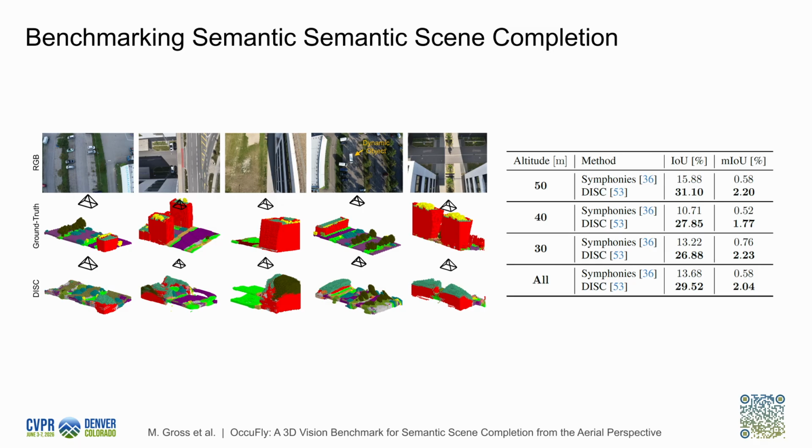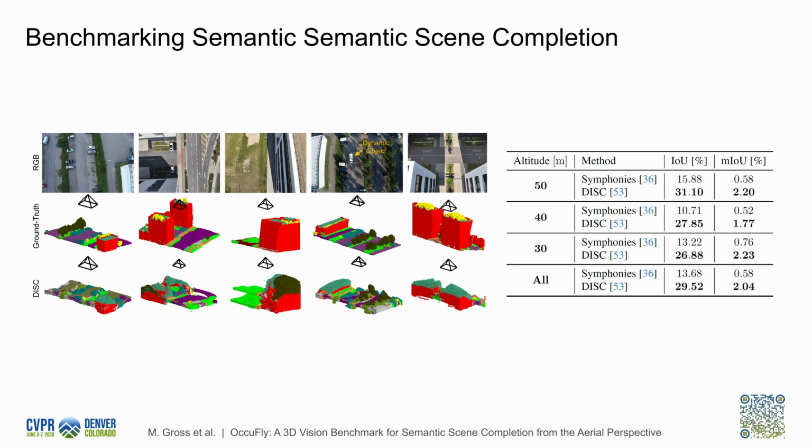For semantic scene completion, we benchmark 2 state-of-the-art camera-based methods by adapting their official implementations to our aerial voxel grid. Across all altitudes, these models can recover the coarse geometric layout of the scene, but achieve only modest occupancy intersection over union and extremely low mean intersection over union over semantic classes, indicating that they largely fail to assign correct labels.